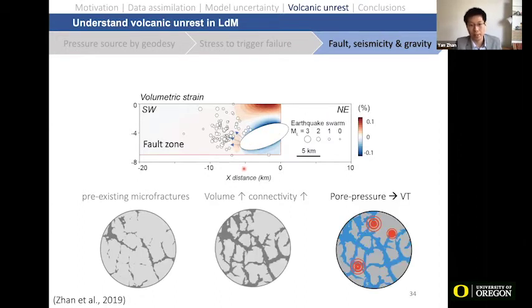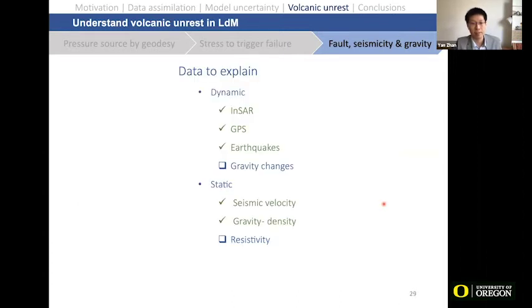So when the permeability of the fault is increased, it allows some fluid to go into this part. And when the overpressure is increased, it can trigger earthquakes. So far, it can somehow explain the earthquake. So we want more evidence to see if that process is correct.